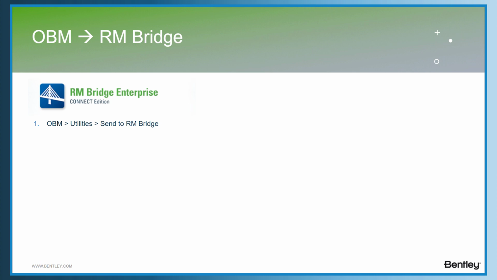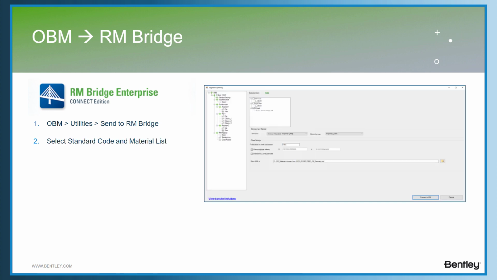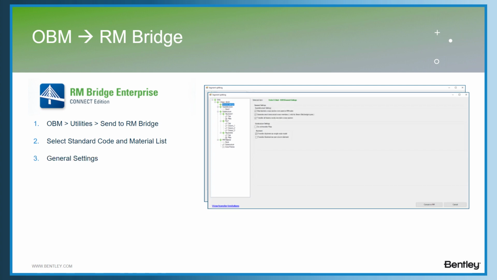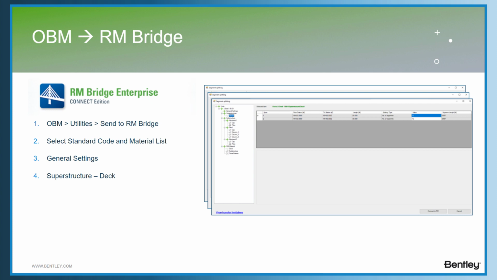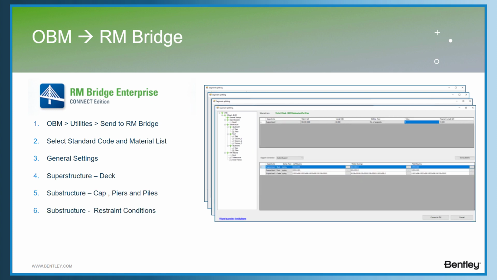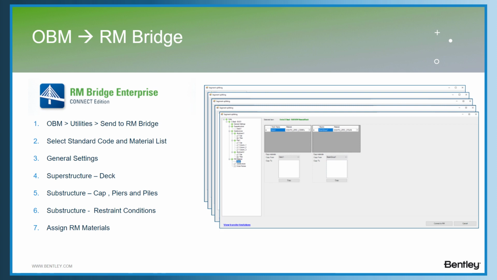When sending the OBM model to RM, some information needs to be provided, such as the standard code and the material list, some general settings, the superstructure and infrastructure number of elements and restraint conditions, and the RM Bridge materials.